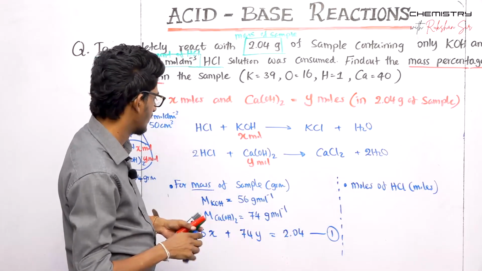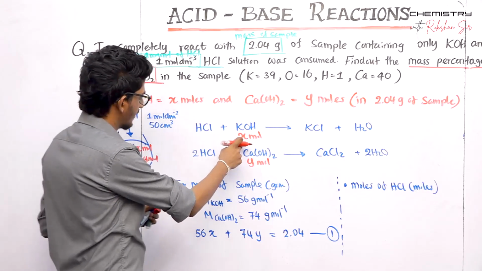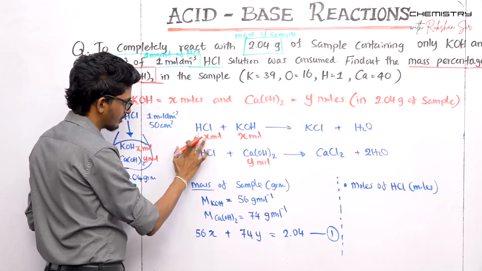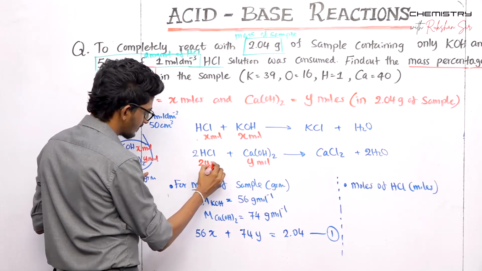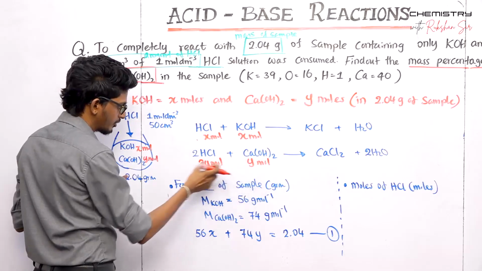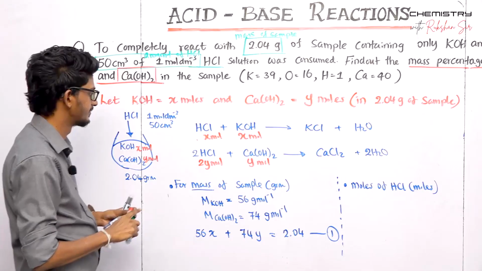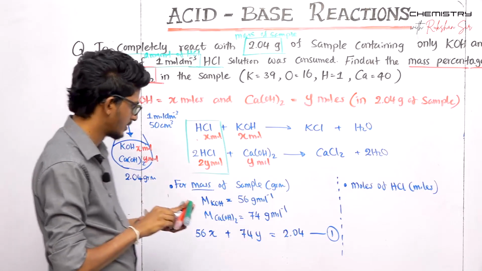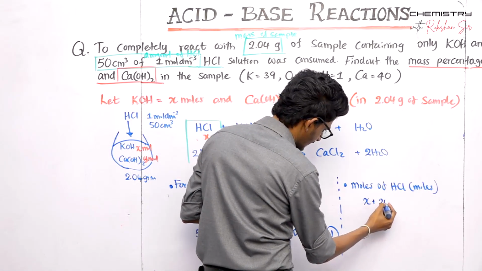So in terms of X and Y, you have X moles of KOH, so you need X moles of HCl as well, 1:1 ratio. You have Y moles of calcium hydroxide, so you need 2Y moles of HCl to completely react with it, as there is a 1:2 ratio. Y moles means 2Y moles. So the total number of HCl related to this process is X plus 2Y, right? So moles of HCl is X plus 2Y.